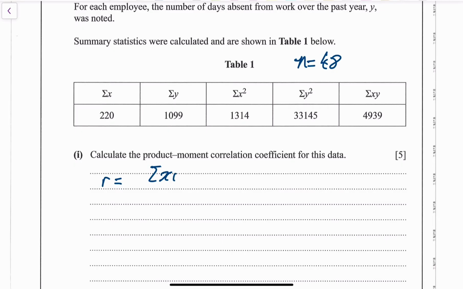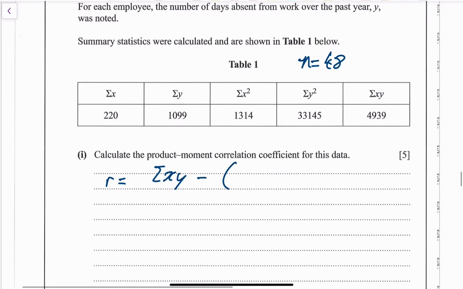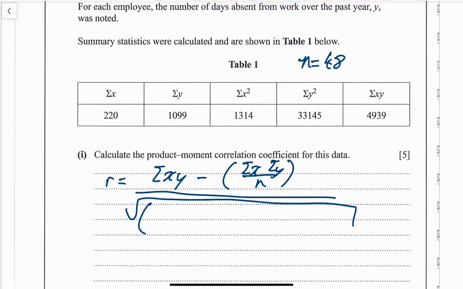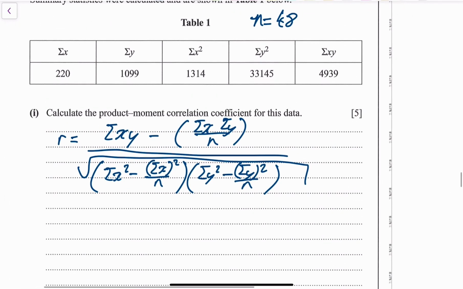So the formula is sigma xy minus sigma x sigma y over n, all divided by the square root of this whole thing: sigma x squared minus sigma x, that bit squared, over n, times sigma y squared minus sigma y, that bit squared, over your n. So that's what you've got. Okay, you've got all of those values.